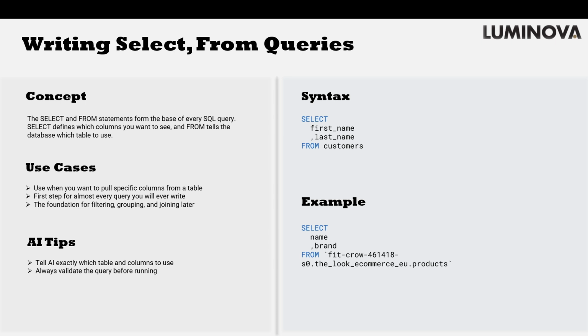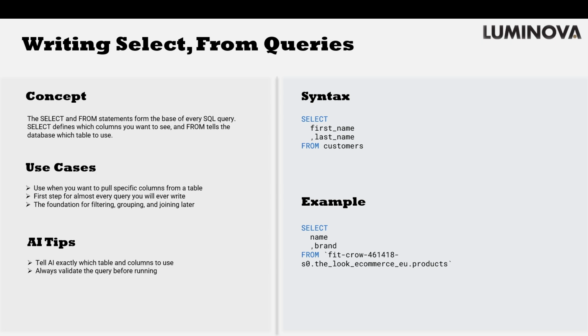There are also some practical tips. When working with AI tools, you'll want to be very explicit about what table and what columns you need. If you just say, "Get me customer data," the AI might guess wrong. Instead, say, "Select the first name and last name from the customers table." That kind of clarity avoids errors.